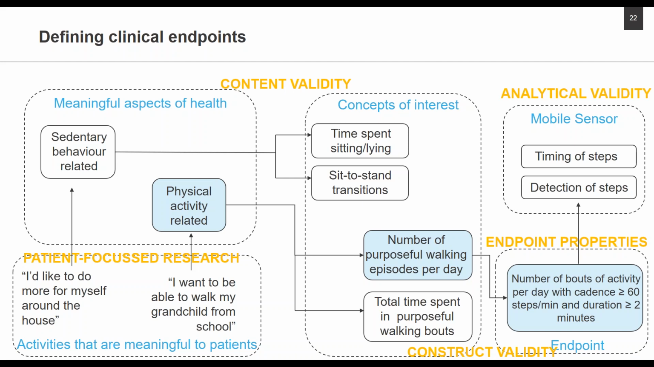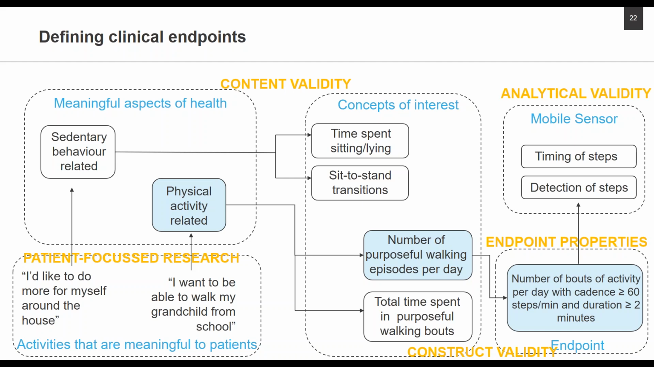So we start at the top there with the mobile sensor. It's the analytic validity that we talked about before. Is it accurate and precise and reliable in measuring and detecting steps? The endpoint properties around that particular endpoint. So do we understand its interpretability? Do we know what a meaningful change is? Is it sensitive to detect a change? Does the endpoint actually measure the concept of interest? So that's really construct validity. And does the concept of interest really measure the meaningful aspect of health? Well, I guess that's content validity.